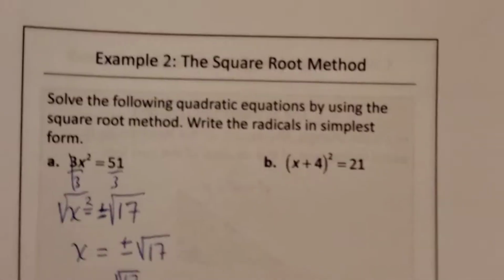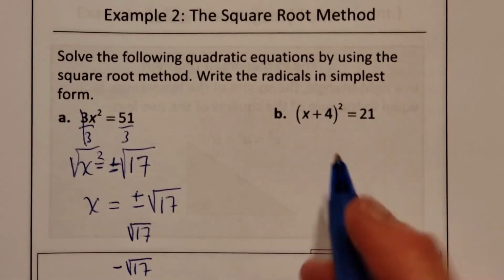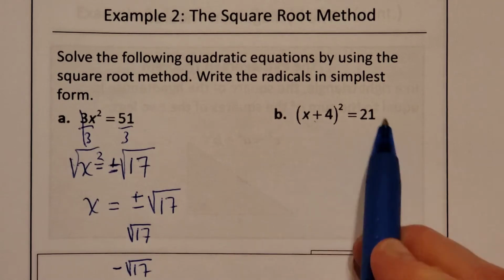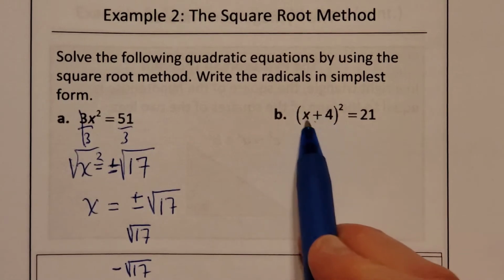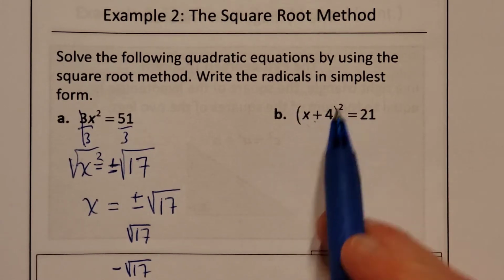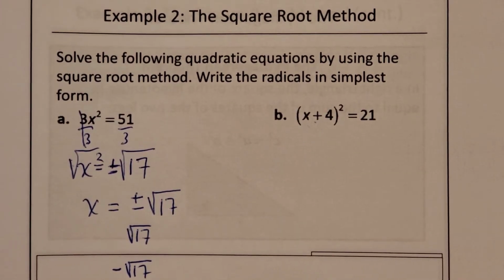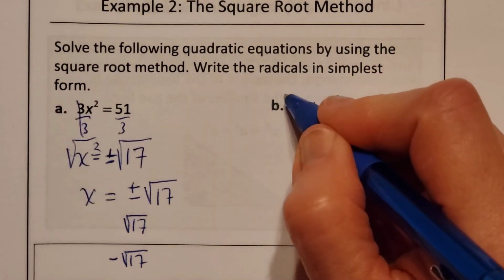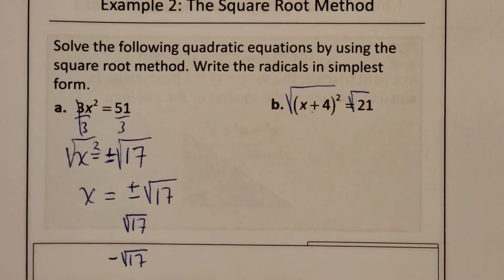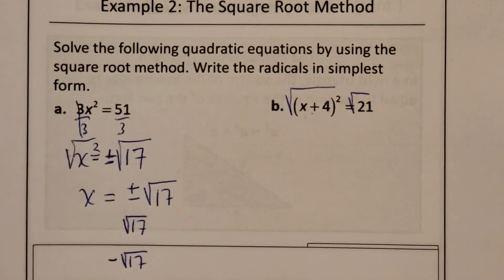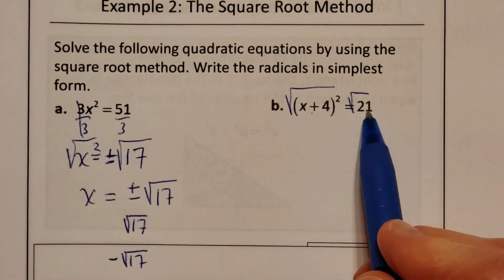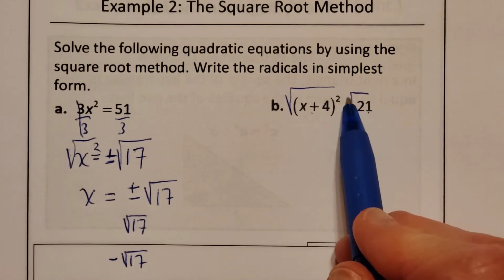All right, letter B. So this is held together by this plus symbol. We can't subtract 4 because this is all held together inside the parentheses, and then it wants us to square this whole thing. Well, how do you get rid of squaring something? You simply find the square root of it. Whatever you do on one side of the equal sign, you have to do on the other. In this section, every time you write that radical on the opposite side of the equal sign, we're going to get in the habit of writing plus and minus.